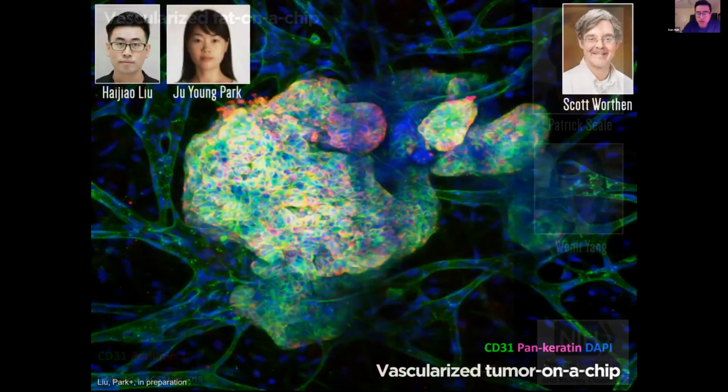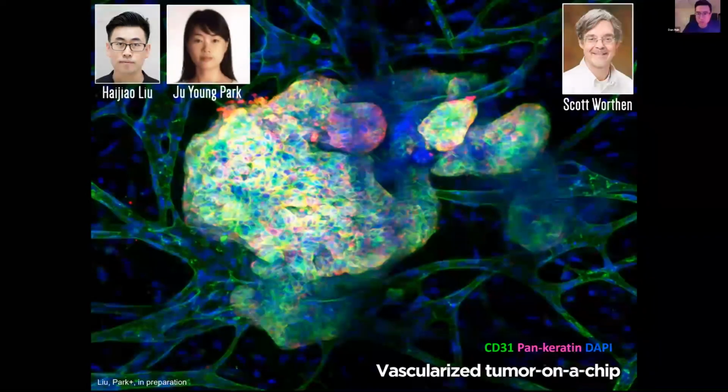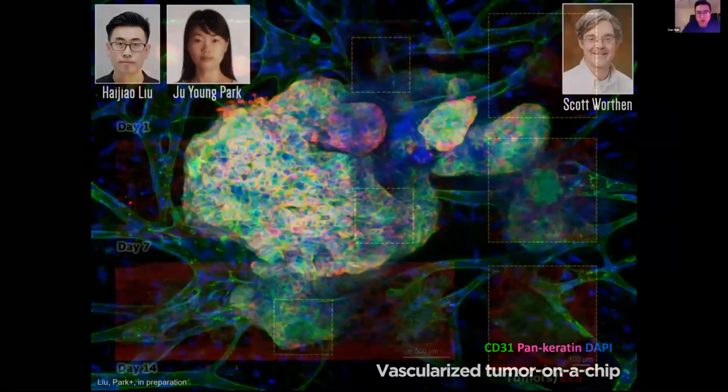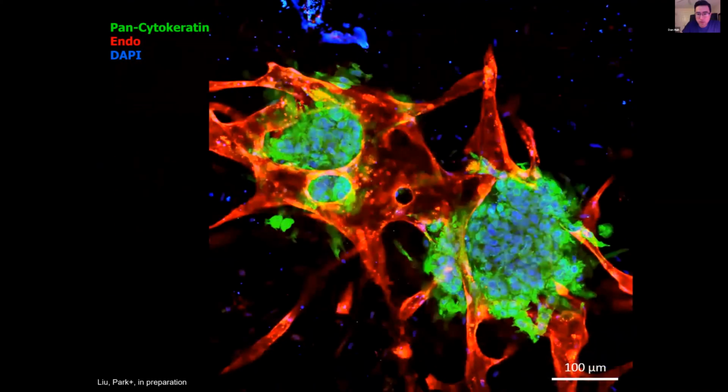So back to the cancer immunotherapy project. This is a micrograph of a tumor explant that we got from our collaborator, Scott Worthen. We chopped it into small pieces, and we put small fragments into the device to vascularize. As you can tell, they actually become vascularized, but they also grow as a result of vascular supply in this device. And the vessels form in and around the tumors.